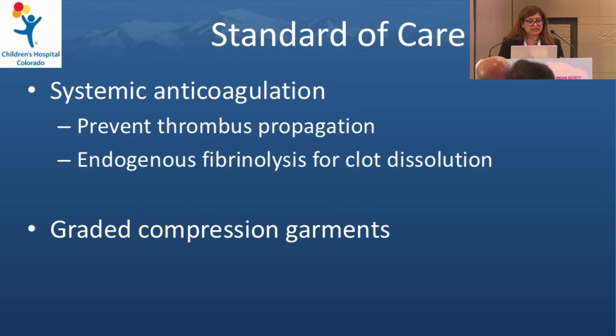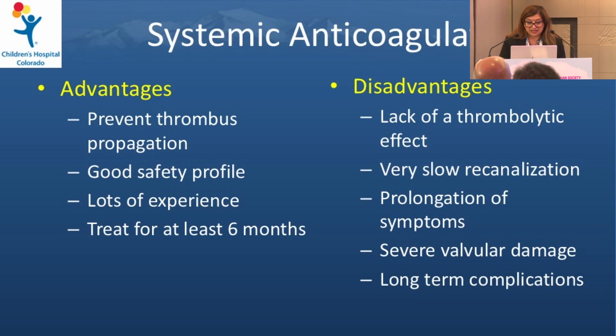So standard of care is still considered by CHEST guidelines, systemic anticoagulation, and then that really just prevents thrombus propagation, and then you rely on the body to break down the clot, and also graded compression garments. But now this is different, right? We have systemic anticoagulation. There's lots of advantages to this. We have lots of ways of preventing thrombus propagation. It's got a good safety profile, but there are disadvantages to it.